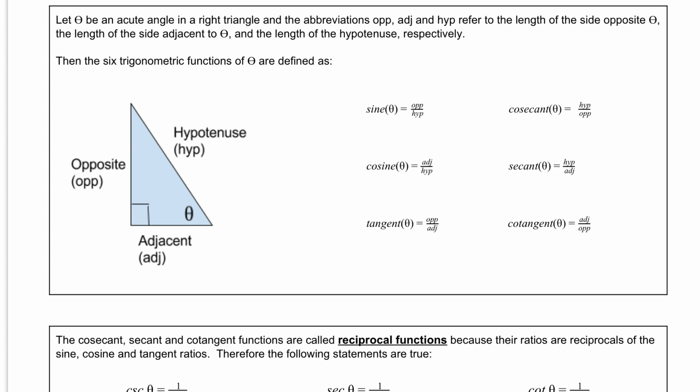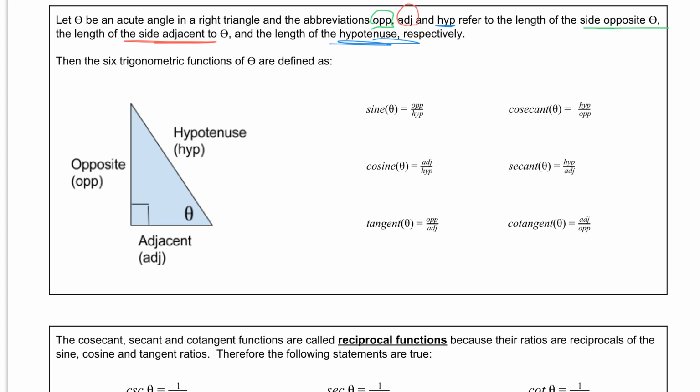Before we get to example 1, let's take a look at the boxes up on the top. This says, let theta be an acute angle in a right triangle. And then we have some abbreviations. The first one we have is OPP, and that stands for the opposite side. Then we have ADJ, which is going to stand for the side that is adjacent to theta. And then we have HYP, which is going to refer to the length of the hypotenuse.